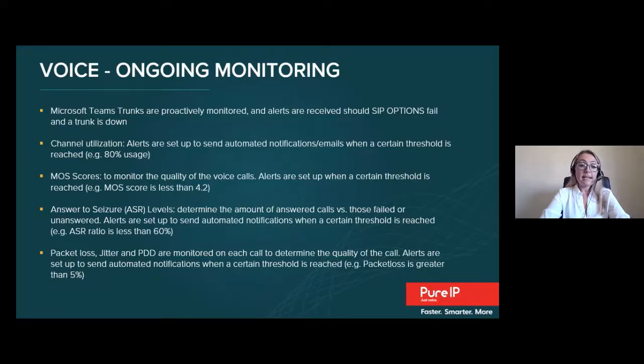And last is the health of the connectivity. So the packet loss, the jitter, and the post-dial delay. Alerts can be set up to say if you have more than 5% packet loss or your post-dial delay is more than 5-6 seconds to set up a call. Alerts can be set up to give you a more holistic view of what's going on with your voice connectivity and your voice calls.